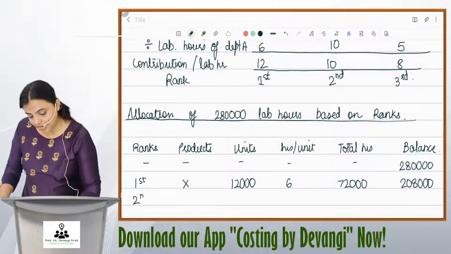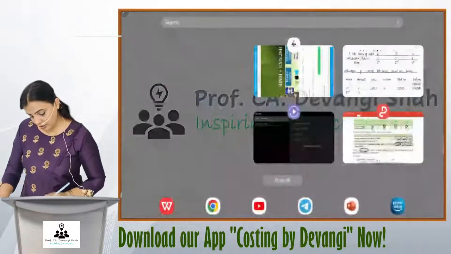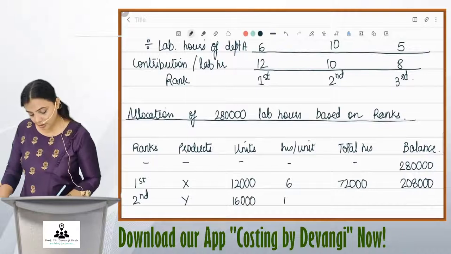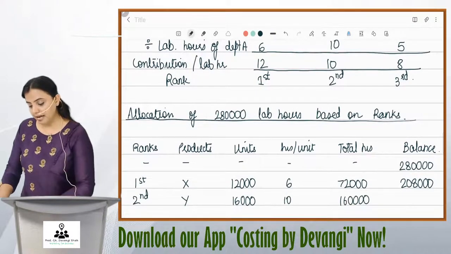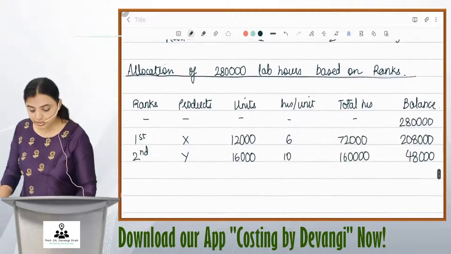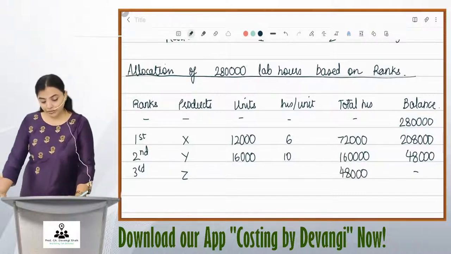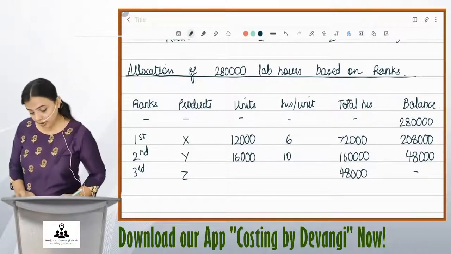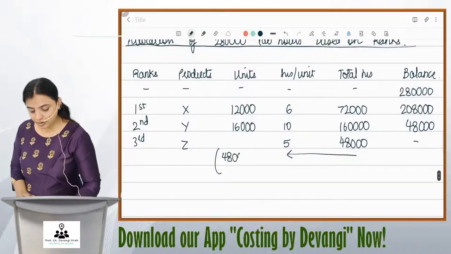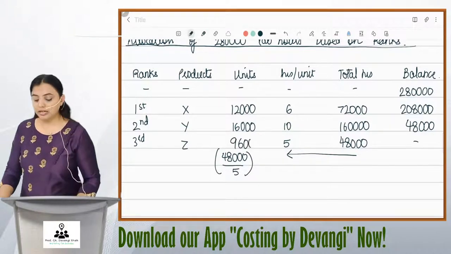Then agar second rank dekho to product Y ka hai. Uske kitne units banana chahte ho? So it would be 16,000. Every unit takes 10 hours, to 1,60,000 hours ho jayenge. Balance, you're remaining with just 48,000 hours. और ये जो 48,000 आवर्स है उसमें जितना हो सकता है उतना हम Z बना लेंगे. तो फ्रेंड्स, वी गो रिवर्स. 48,000 आवर्स है, Z को एक यूनिट के लिए चाहिए 5 घंटे. तो कितने यूनिट्स बन सकते हैं? 48,000 डिवाइड बाय 5. फ्रेंड्स चेक इट आउट, 9,600 यूनिट्स बनेंगे.